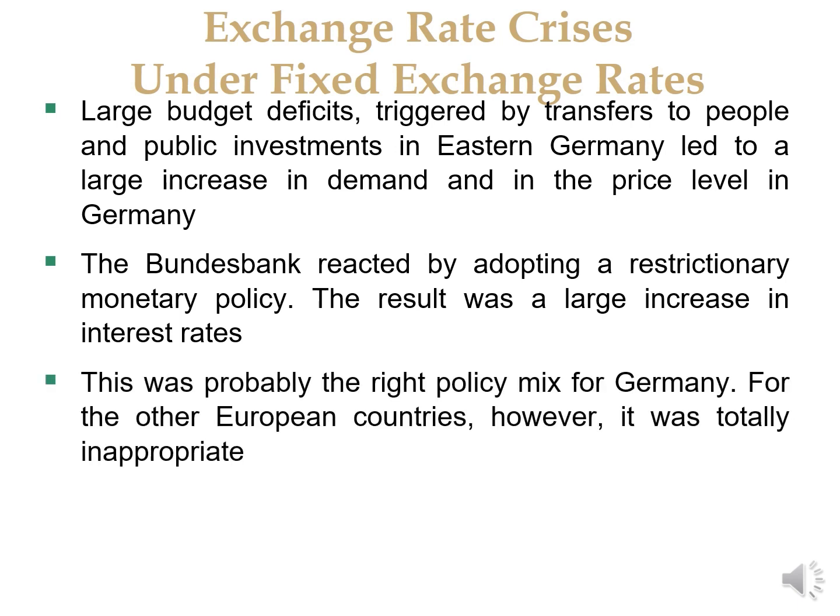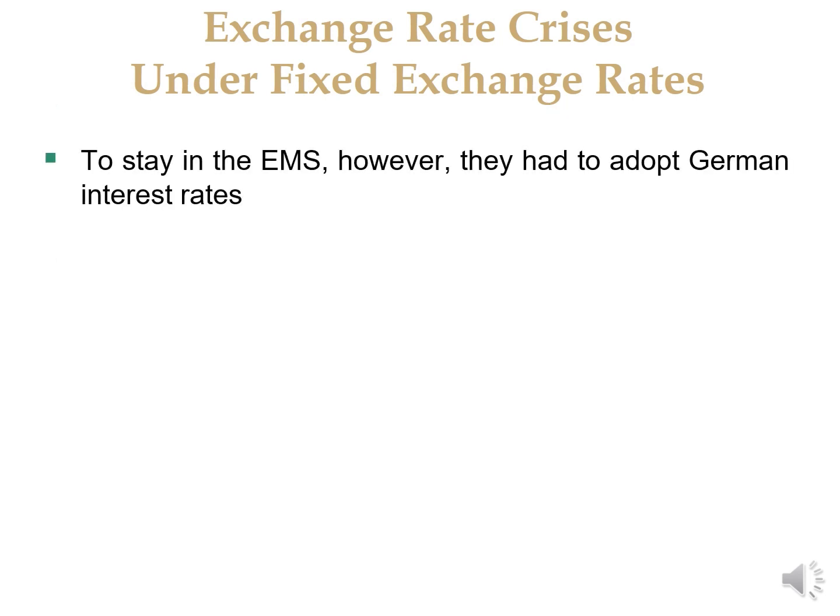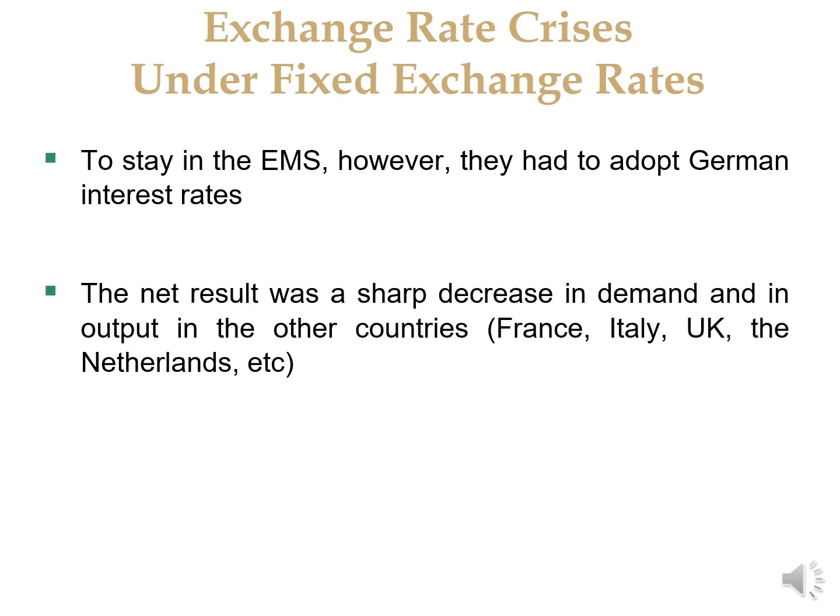This was probably the right policy mix for Germany. For the other European countries, however, it was totally inappropriate. To stay in the EMS, however, they had to adopt the German interest rate. The net result was a sharp decrease in demand and in output in other countries: France, Italy, the UK, and the Netherlands.